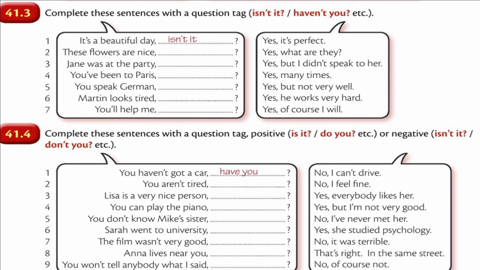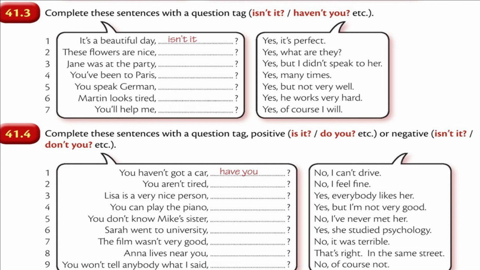Number 6. Martin looks tired. Doesn't he? Yes, he works very hard. Number 7. You will help me, won't you? Yes, of course, I will. 41.4. Complete these sentences with a question tag. Positive, is it, do you, etc. Or negative, isn't it, don't you, etc.